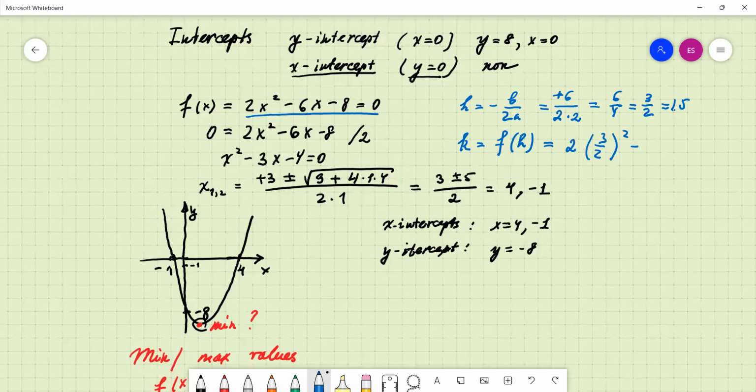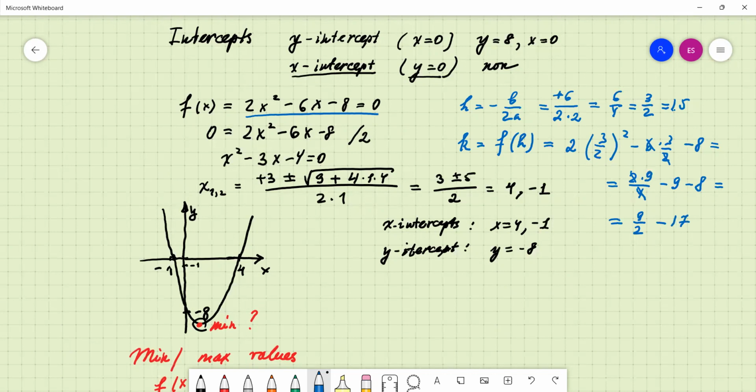3 over 2 squared, minus 6 times 3 over 2, minus 8. Well, let's calculate what we are going to have. 3 squared is 9, 2 squared is 4. So I have 2 times 9 over 4 minus 6 times 3 over 2, and the 2 can be canceled, so that's 3 times 3, 9, minus 8. Step left. 2 and 4 canceled a little bit, right? So it's 9 over 2. And here I have minus 9 and minus 8, which is going to give me what? Minus 17, I guess, right?